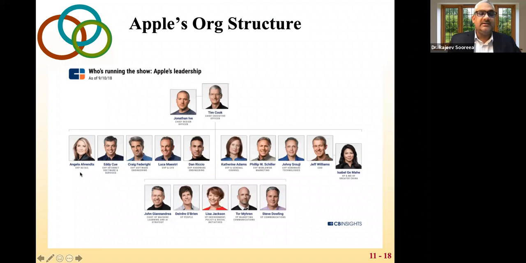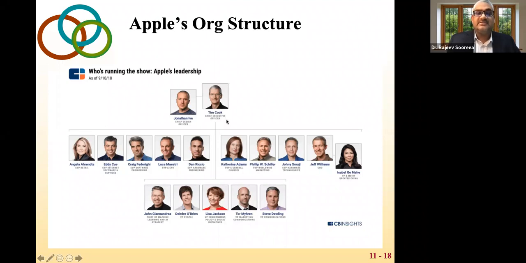So we have here the senior vice president of retail. We have the senior vice president of internet software and services. We have the senior vice president of software engineering. We have the CFO. We have hardware engineering, general counsel. We have worldwide marketing and so on. We have a chief operating officer on this side. And also reporting directly to the CEO is the VP of Environment, Policy, and Social Initiatives, and also the VP of People, the Chief of Machine Learning and AI Strategy, and the VP of Marketing Communications.